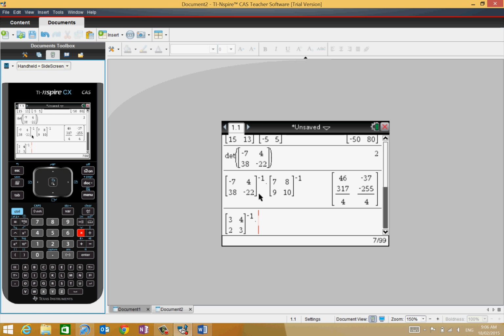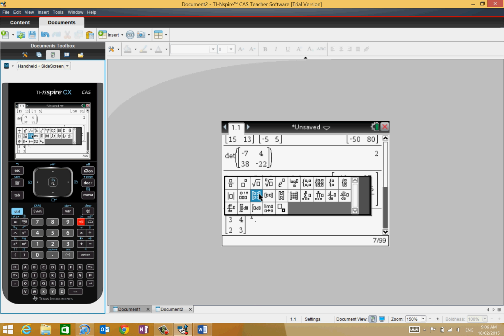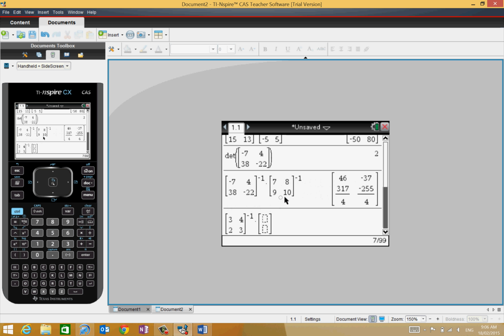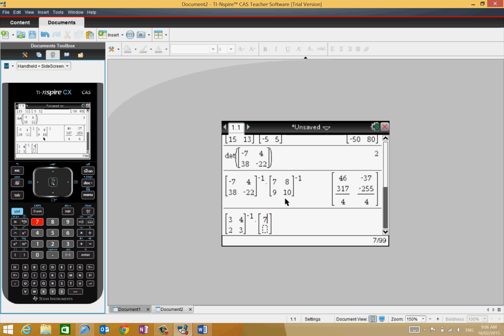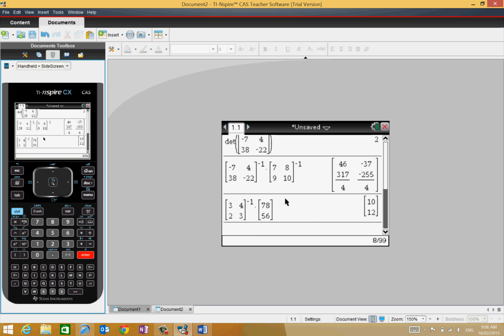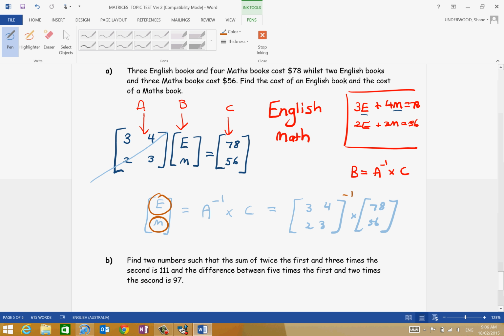Yep. So we're multiplying that by a matrix which is a 2 by 1, 74? 78. Sorry, my bad. I'm just having a bad day. 78 and 56. And look at that. It's going to give you a matrix, a 2 by 1, which is 10 by 12, and each of those elements are what we're after. So therefore that is equal to 10, 12.